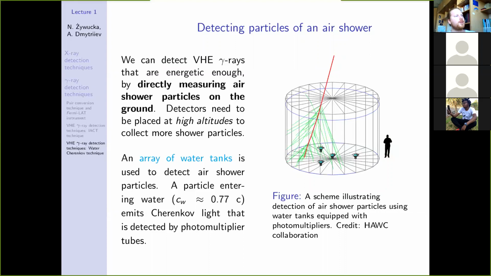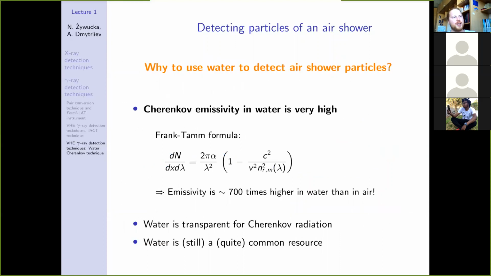Okay, I hope these replies emphasize the difference in the detection technique. So yeah, why do we use water? What's so special about water?